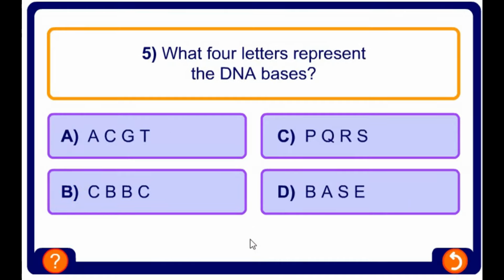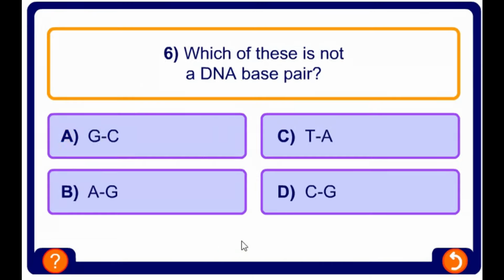For number 5, what are the 4 letters that represent the DNA bases? Is it A, letter B, letter C, or D? Of course, the correct answer here is letter A. A stands for adenine, C for cytosine, G for guanine, and T for thymine. Let's proceed to the next one. Which of these is not a DNA-based pair? Or mali yung pagkakapares nila.